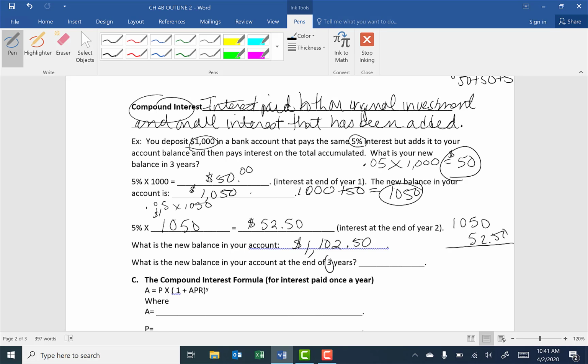We take our $1,102.50 times our 0.05 again, and this time we will get what? Let's see here by calculator. I don't have that worked out, so I get 1102.5 times 0.05 equals 55.13.